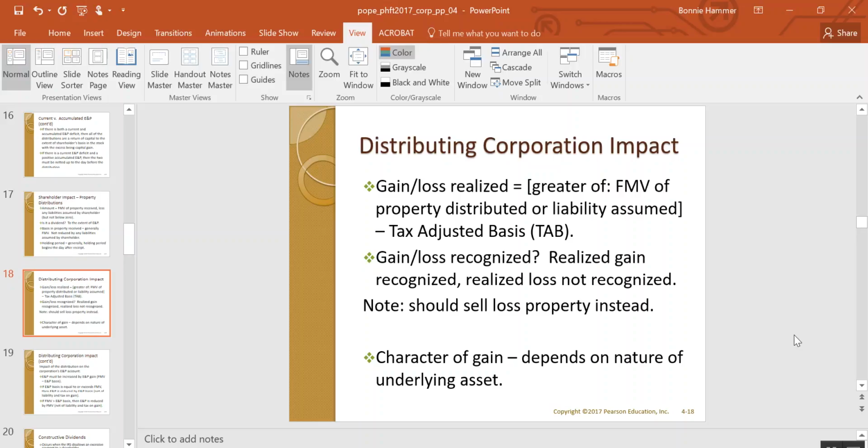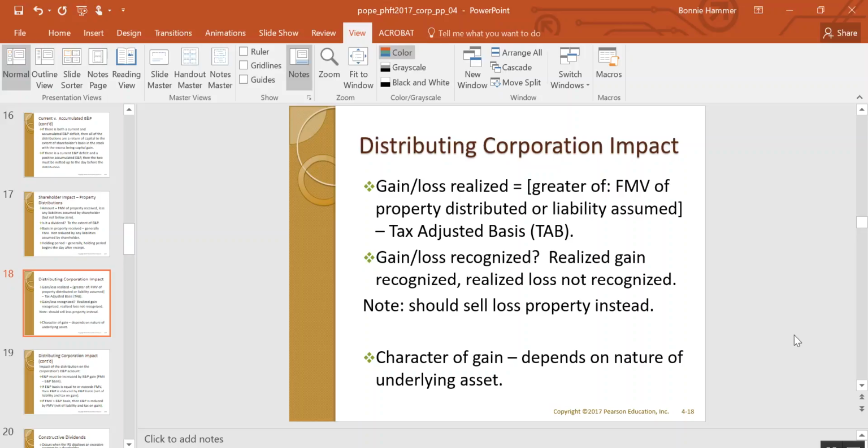The impact to the distributing corporation is that the gain or loss realized is deemed to be equal to the greater of the fair market value of the property distributed or the liability assumed, minus the tax adjusted basis. And then for the gain or loss recognized, you would recognize any realized gain, but you do not recognize any realized loss. So they've got a note here that says it would actually be good to sell loss property instead of distributing it. That would be a tax planning tip.